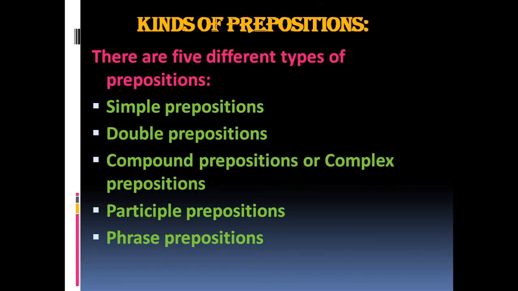Now we are going to learn about kinds of prepositions. There are 5 different types of prepositions: simple preposition, double preposition, compound preposition, which is also called complex preposition, participle preposition and phrase prepositions.